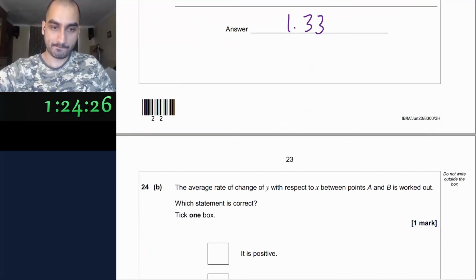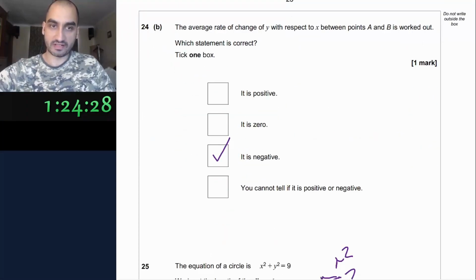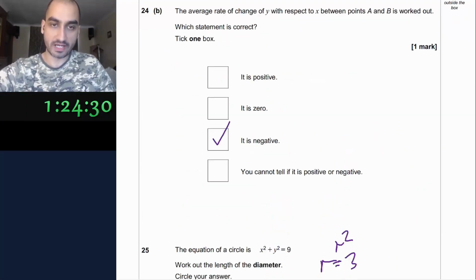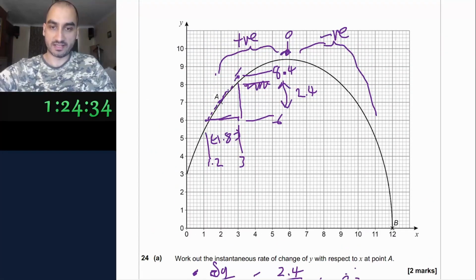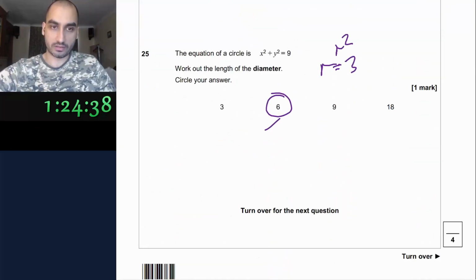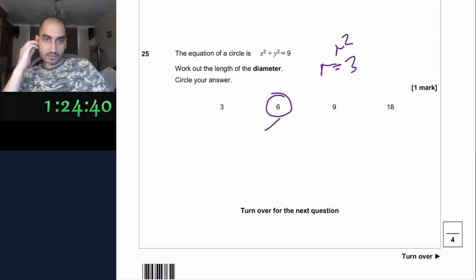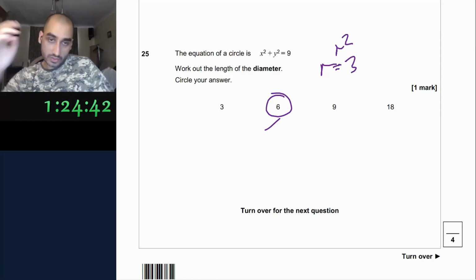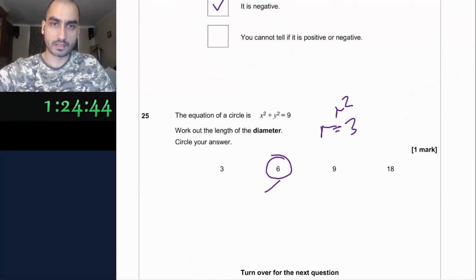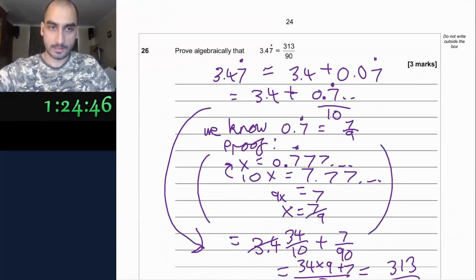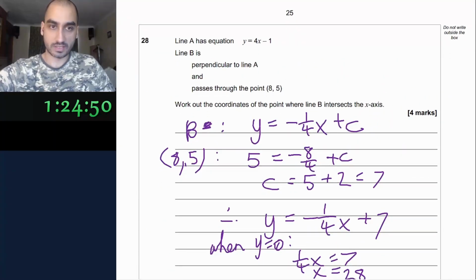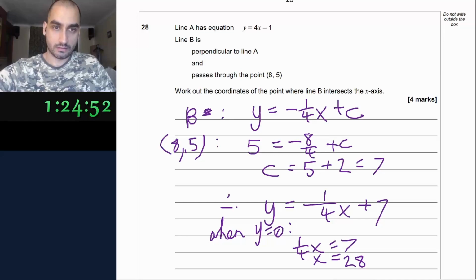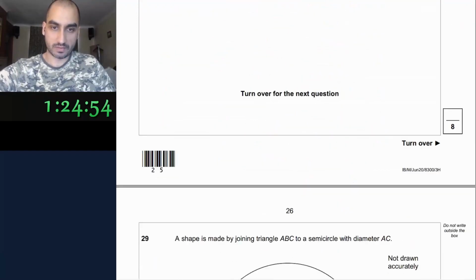Okay. This one, I don't know if I'll get this mark. I would go with negative. In a real life purpose, I would say that's clearly negative, on average. Equation is 3 squared, diameter is 2 times 3, 6. Prove algebraically, happy with that. We've got 6 minutes left. Yep, this one I'm fine with.